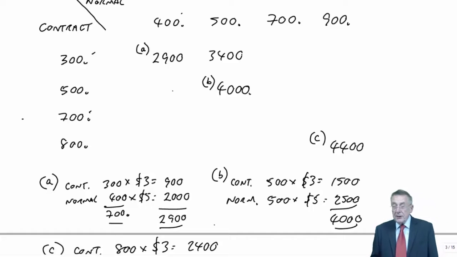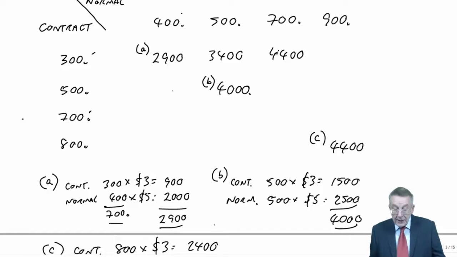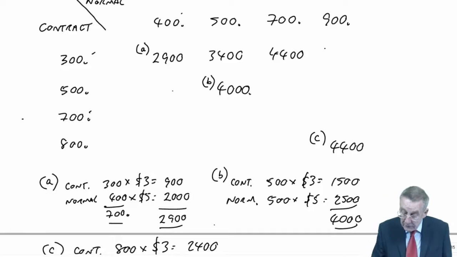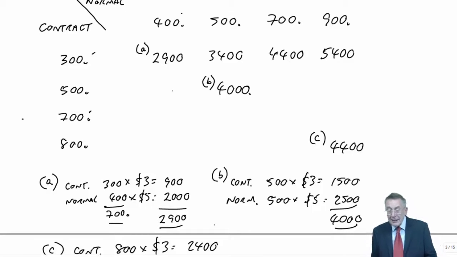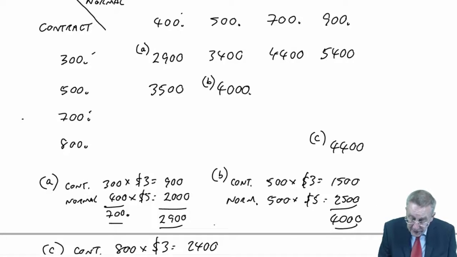700 with an extra 200 to normal at $5, that will be 4,400. And 900, again it would be an extra 200 to ordinary customers, that will be 5,400. If we contract 500, we're getting 1,500 from the contract, together with 400 at $5, 2,000. So in total we'll get 3,500.